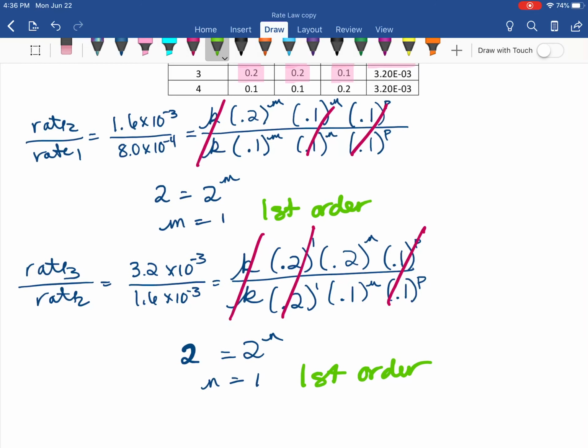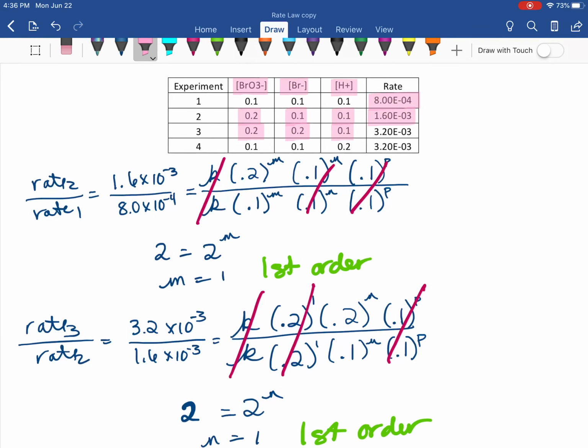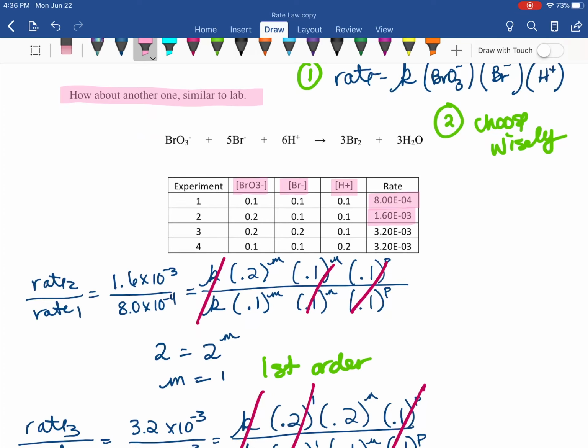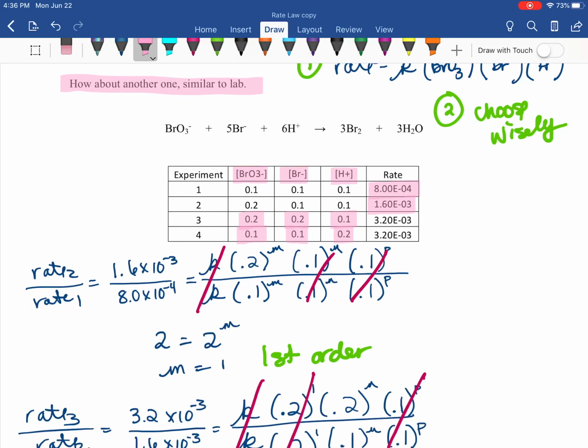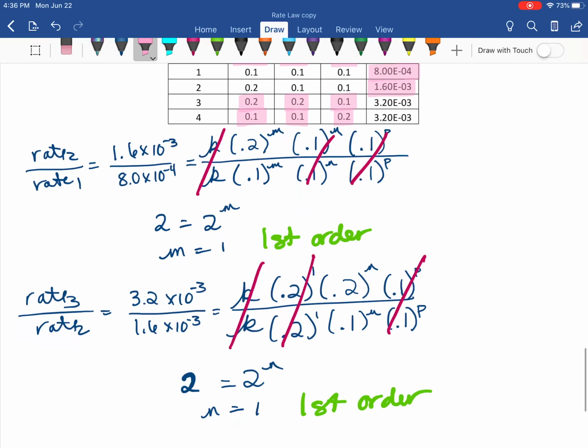Okay, I love it. And now let's do the last one. So let's choose wisely again. We are going to compare, let's see, we need... The only one that changes is 3 to 4, but these are all different. Okay, but wait a second. Does it matter? No, because you already know your exponents.